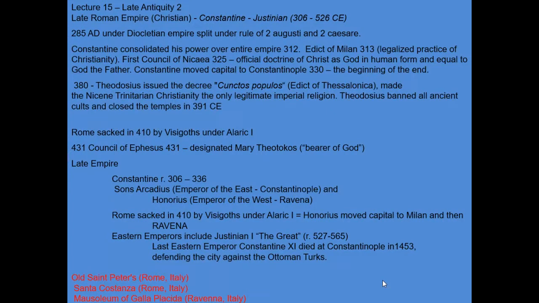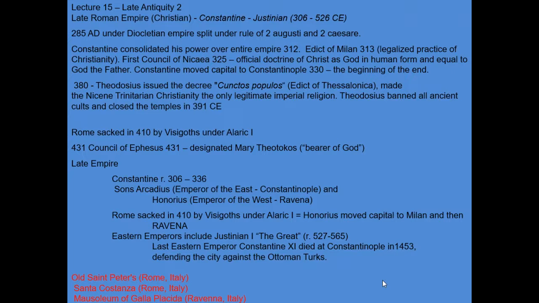So Constantine had divided the empire essentially under his two sons. Arcadius had become emperor of the East, and his capital was in Constantinople, which is where, of course, Constantine had moved his capital. The city had been called Byzantium. It was renamed in Constantine's honor, Constantinople. We now know it as Istanbul.